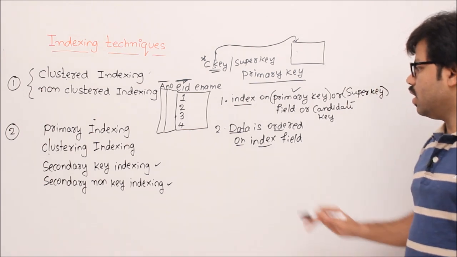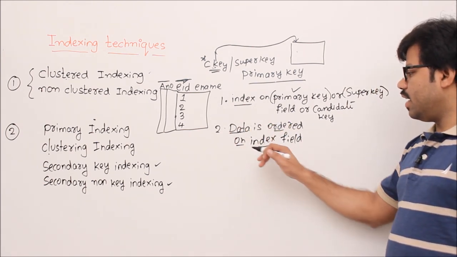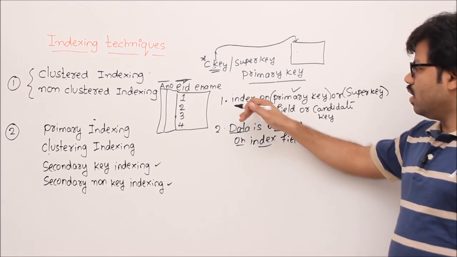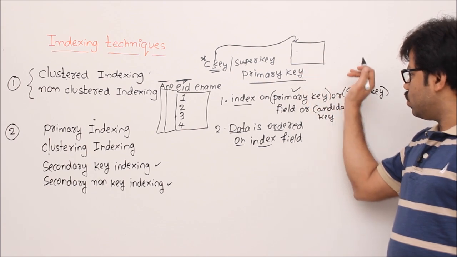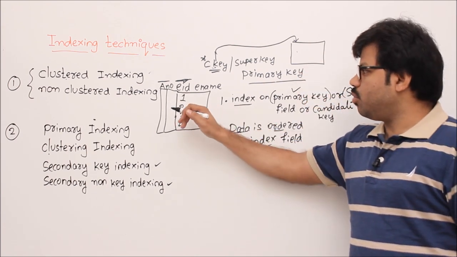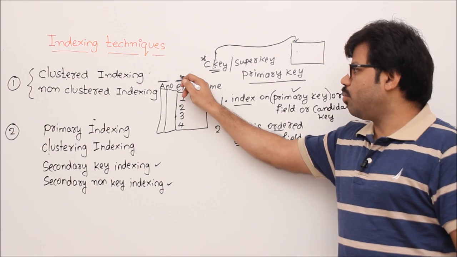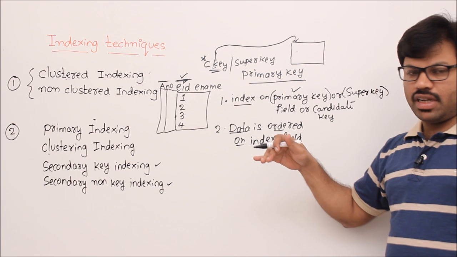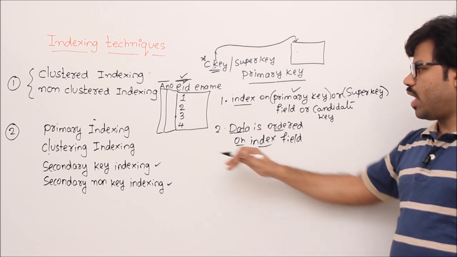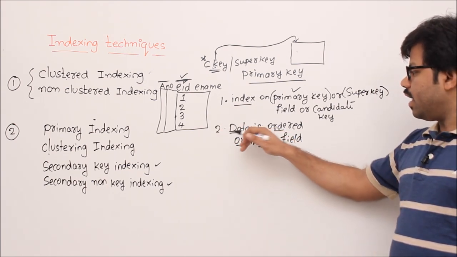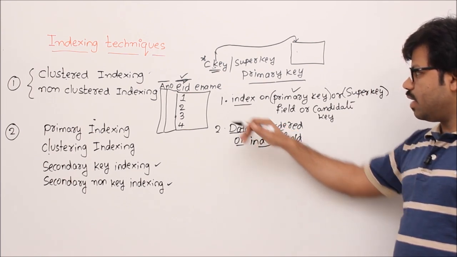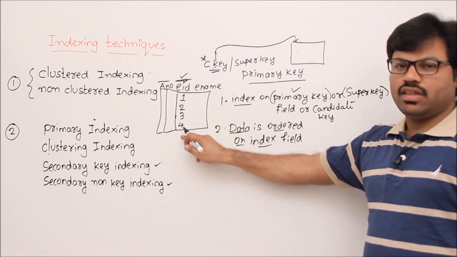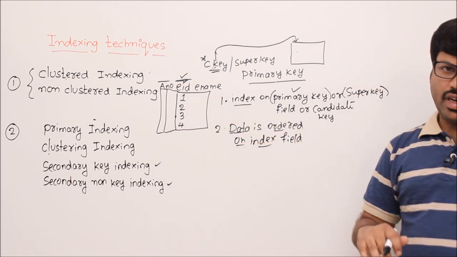Okay, that you remember. Next, data is ordered on the index field. Let's say your data is ordered on the index field. That means, for example, you are creating an index on a super key or primary key. Let's say this table has a super key or primary key, let's say employee ID. If I create an index on that primary key, then we say that it is primary indexing. So data should be ordered on that index field. The index is employee ID right now, then your data should be ordered. Yes, the data is already ordered. Then I can create such an index, called primary indexing.